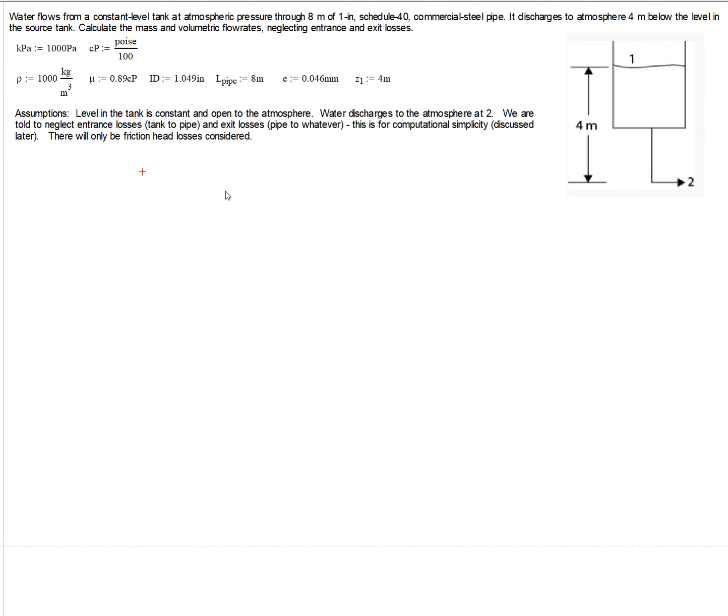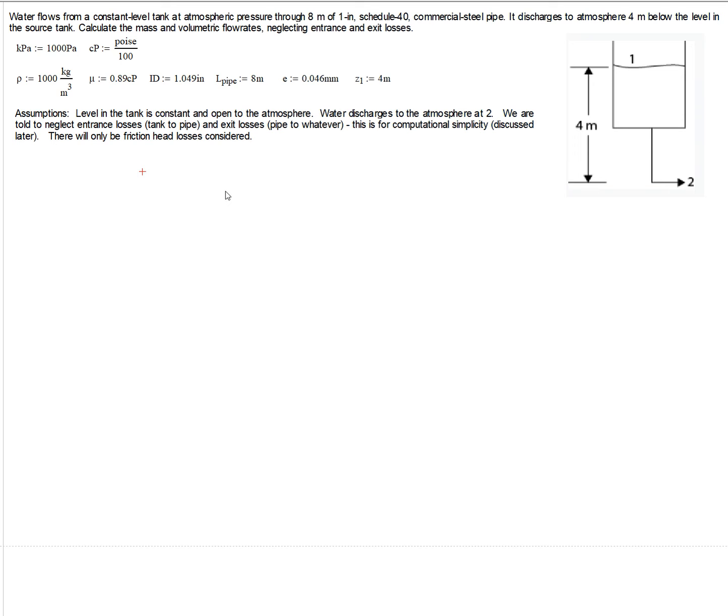In this problem, we have water flowing from a constant level tank at atmospheric pressure. It flows through a pipe that is 1 inch Schedule 40 and is 8 meters long, and that pipe is commercial steel pipe. It discharges to the atmosphere 4 meters below the level of the source of the tank, and we are asked to calculate the mass and volumetric flow rate, neglecting entrance and exit losses.